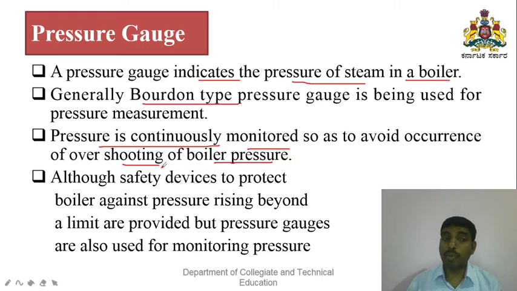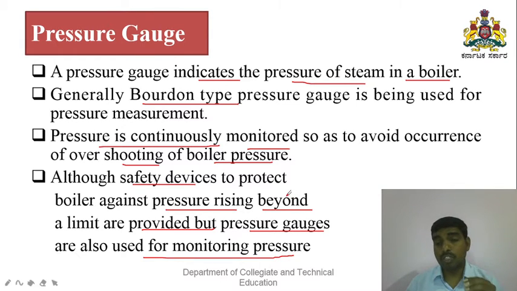So these are the main criteria of a pressure gauge. A pressure gauge acts as a safety device to protect the boiler against pressure rising beyond a limit, but pressure gauges are also used for monitoring purposes.